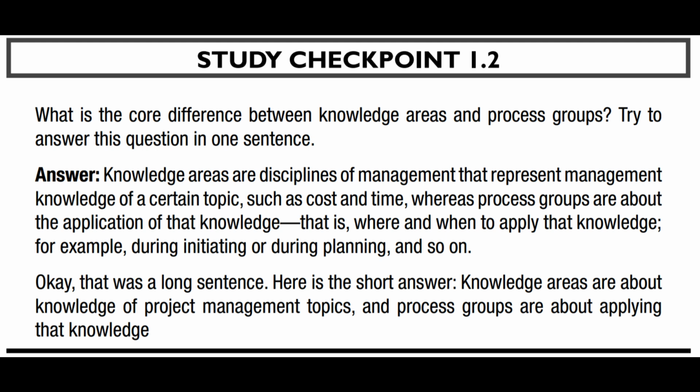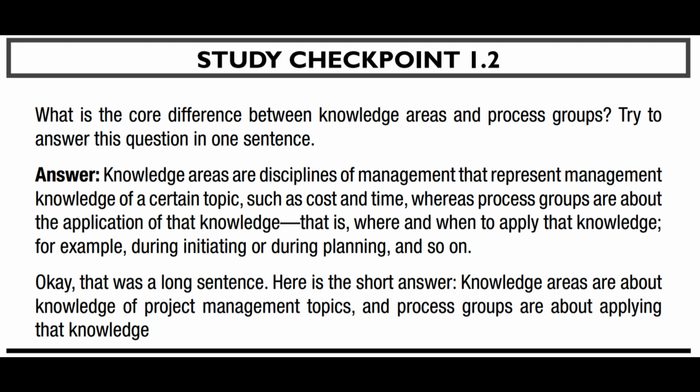Study Checkpoint 1.2. What is the core difference between knowledge areas and process groups? Try to answer this question in one sentence. Answer: knowledge areas are disciplines of management that represent knowledge of a certain topic, such as cost and time, whereas process groups are about the application of that knowledge, that is, where and when to apply that knowledge. For example, during initiating or during planning, and so on.